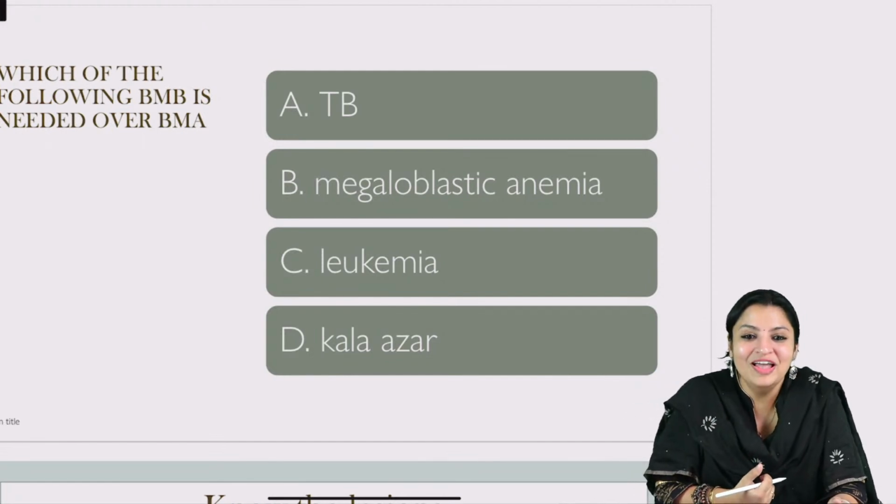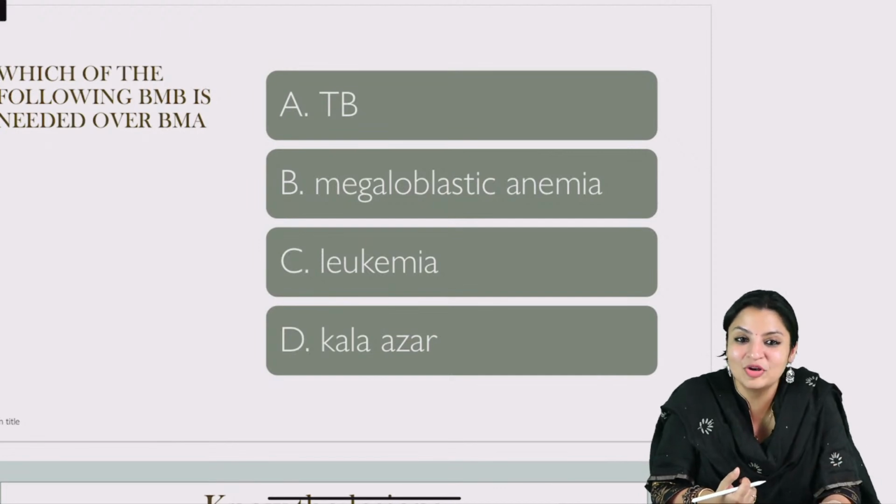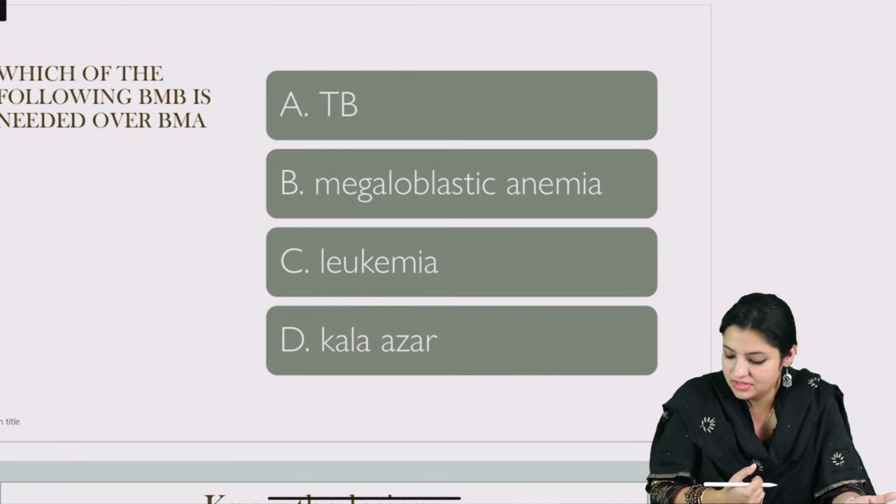So in which of the following is bone marrow biopsy needed over bone marrow aspirate? Let me see how many of you can answer this question. Quick. Come on, guys. Is it TB? Is it megaloblastic anemia? Is it leukemia? Is it Kala azar? Okay, good, Priyanka. You answered this question correctly.